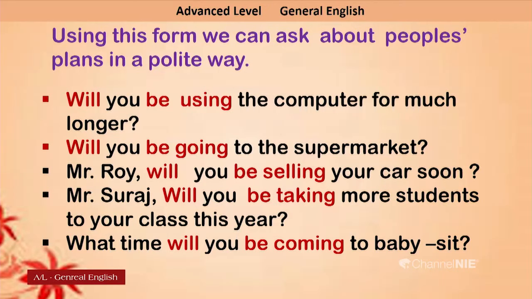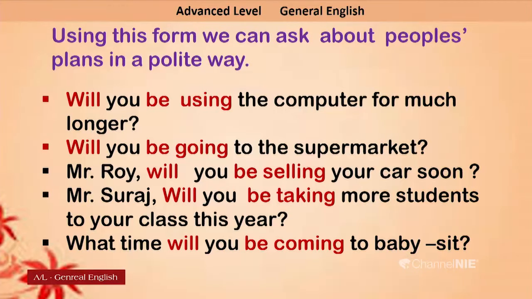That is a question, right? So, this is the modal will, then be using, and in between we have the subject you. This is the way you form a question. Will you be using the computer for much longer? That is a way that you ask about people's plans, right? Will you be going to the supermarket?